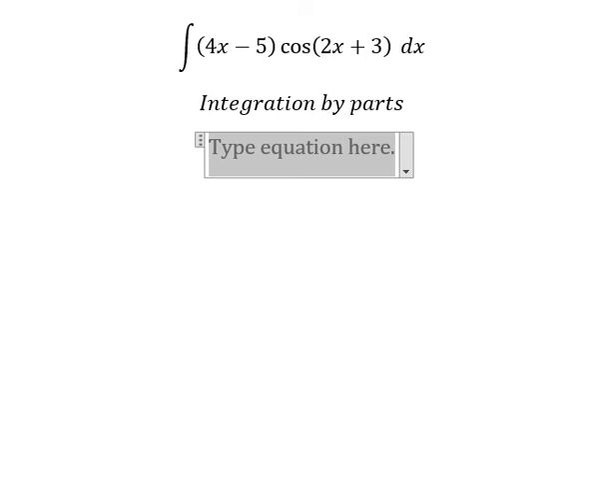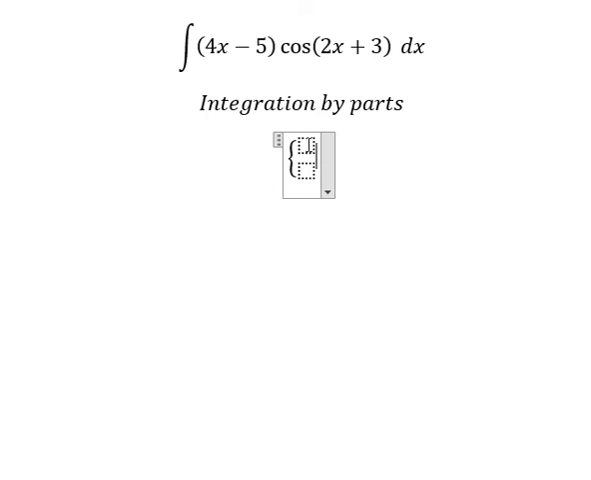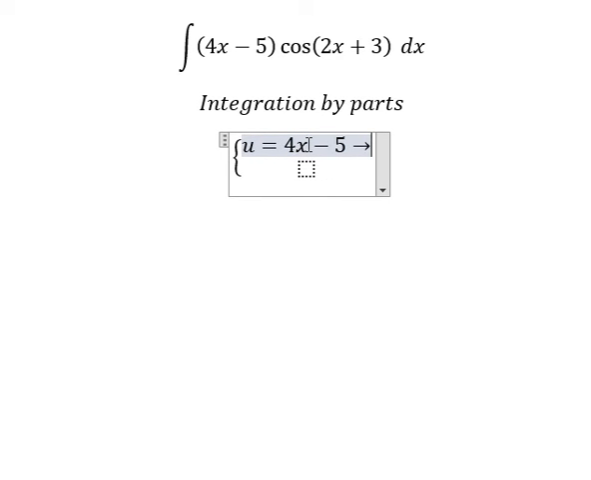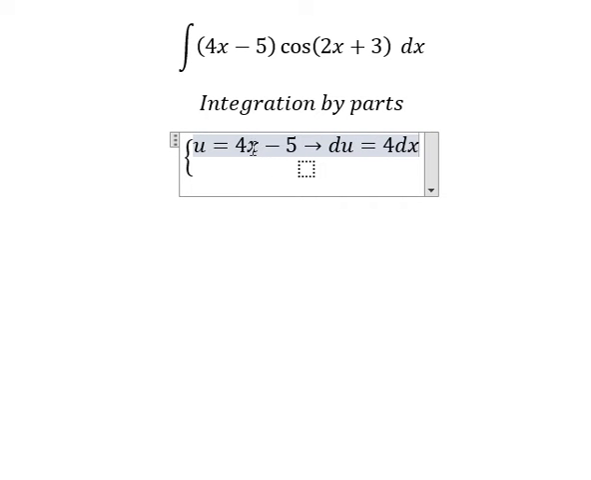So I will put u equals 4x minus 5. After that, we need to first take the derivative of both sides. And we have 4 dx. This one we have 1. This one is the constant, so you get 0.